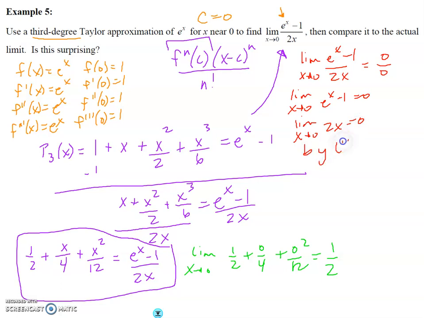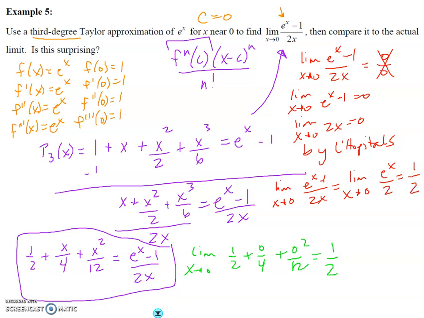And so I'm going to say by L'Hopital's, what I know is that the limit as x approaches 0 of e to the x minus 1 over 2x is equal to the limit as x approaches 0, let's get rid of that 0 over 0, of e to the x over 2, which is equal to 1/2. And so you can see that we're getting that same value. And so that's the point of the approximation. And so this one just required a little bit of extra algebra.